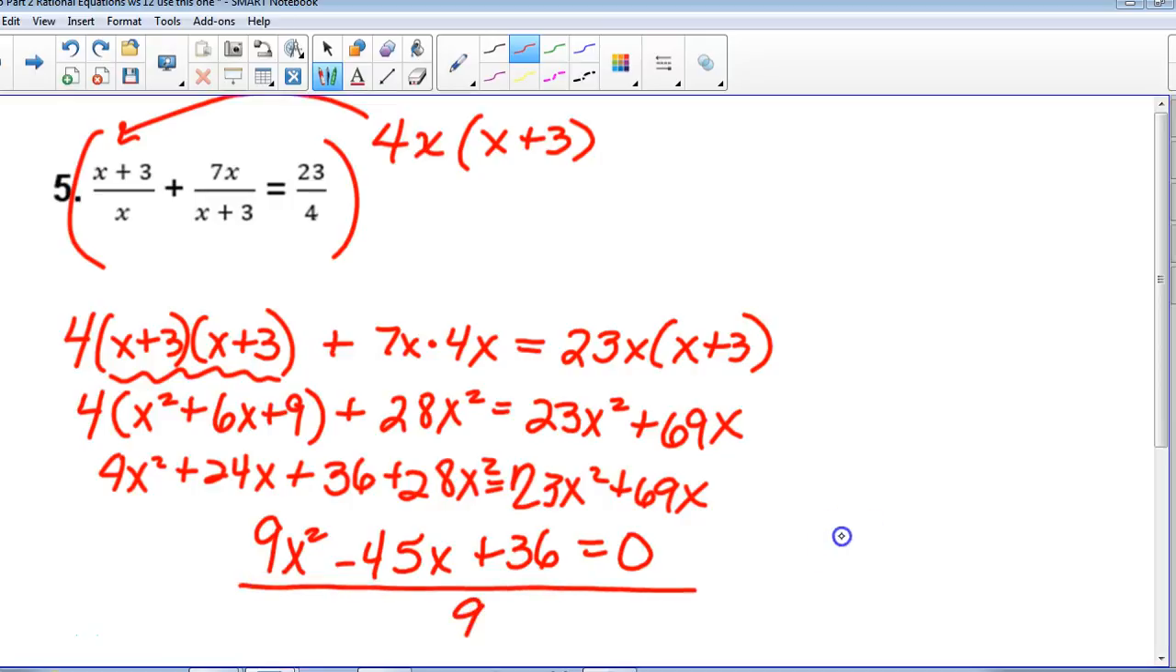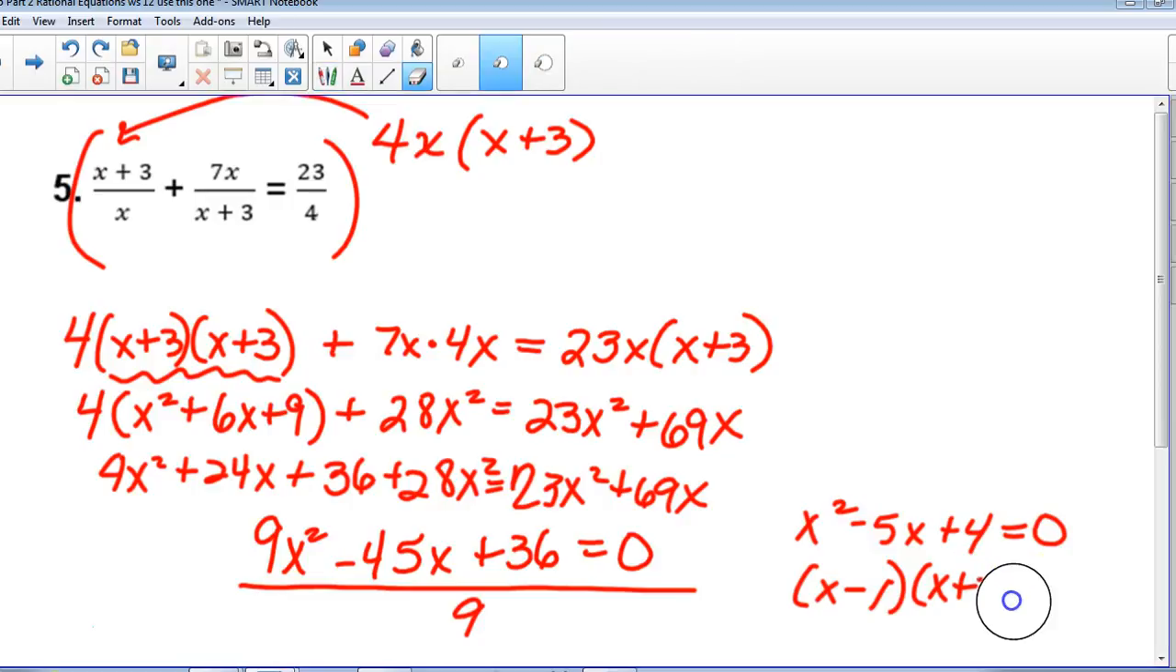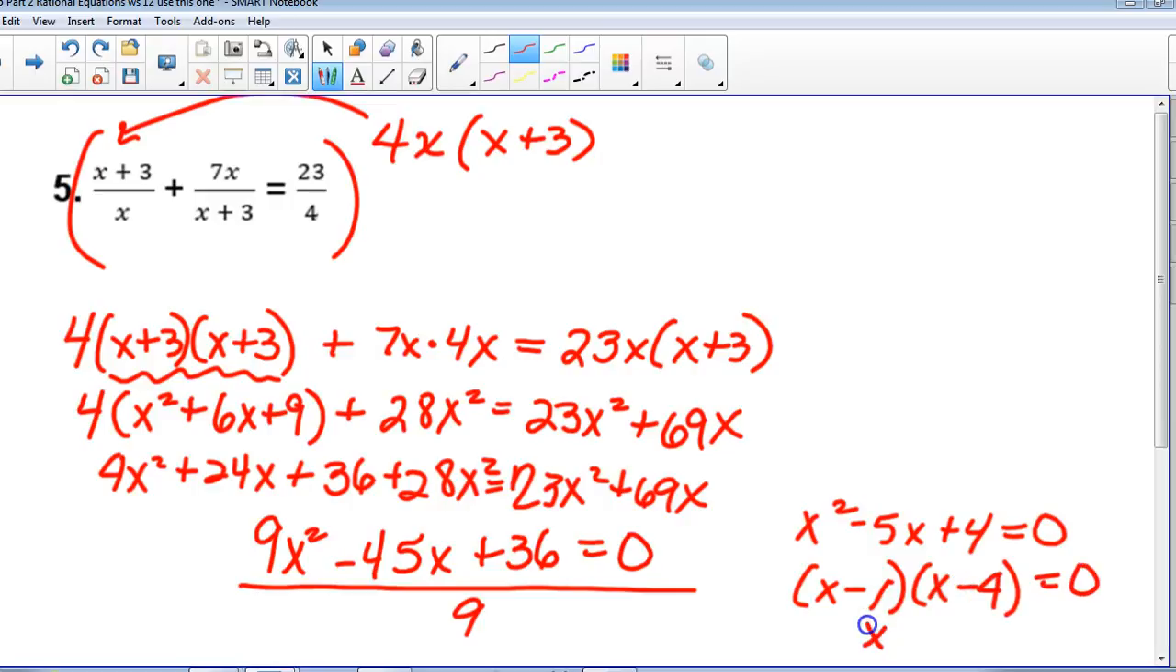Can we just do a giant divide by 9 here? X squared minus 5x plus 4 equals 0. X minus 1, x plus 5, is that right? 4? I don't know. Help! Minus 4 minus 1? So I got 1 or 4. Anybody else get that? All right, for fun, I'll plug them in.